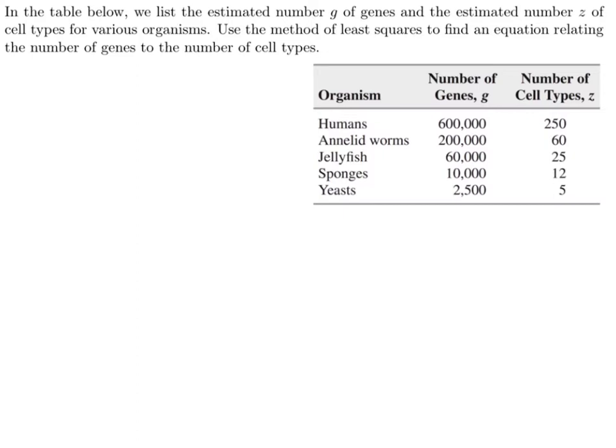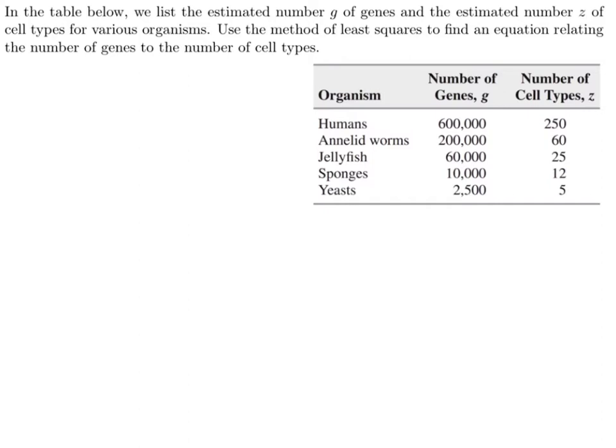In this one, we're going to use a linear relationship between logarithms of the unknowns instead of a linear relationship between the unknowns themselves. So let's look at the problem. It says in the table below, we have the estimated number of genes and the estimated number of cell types. So G is the number of genes and Z is the number of cell types for various organisms.